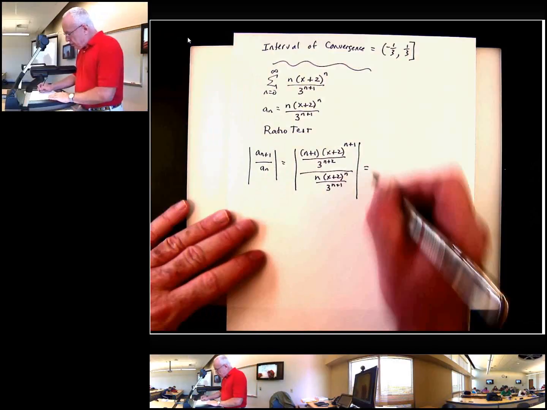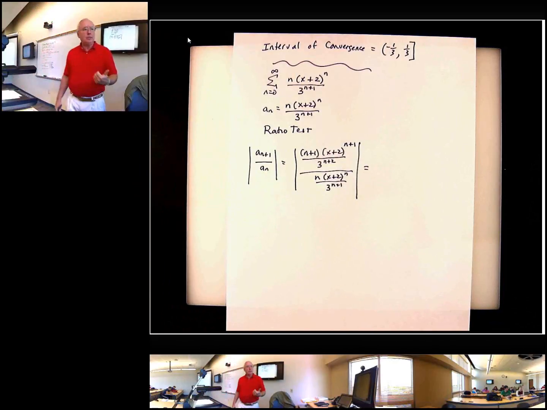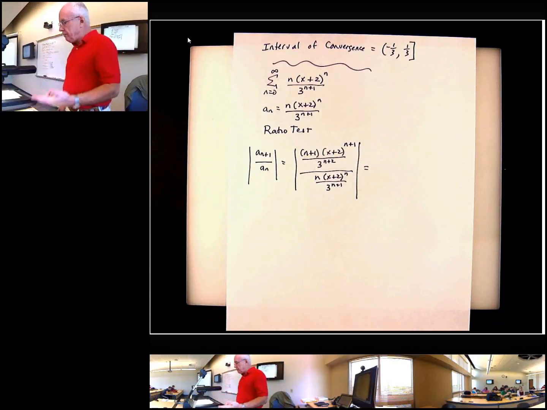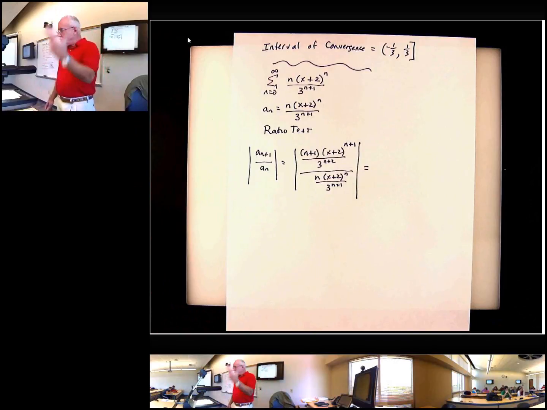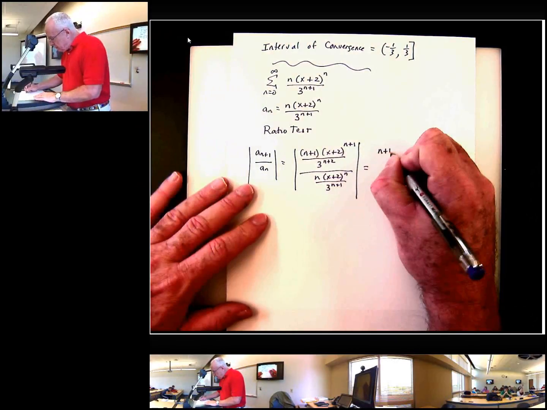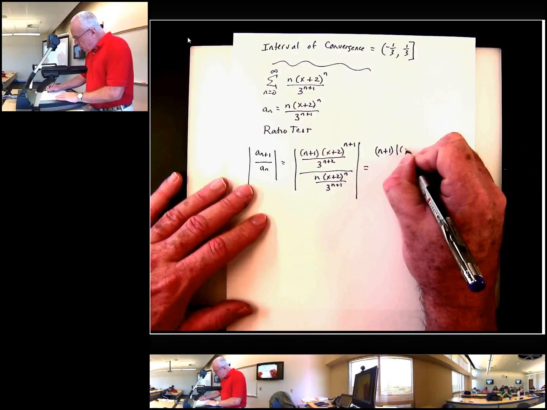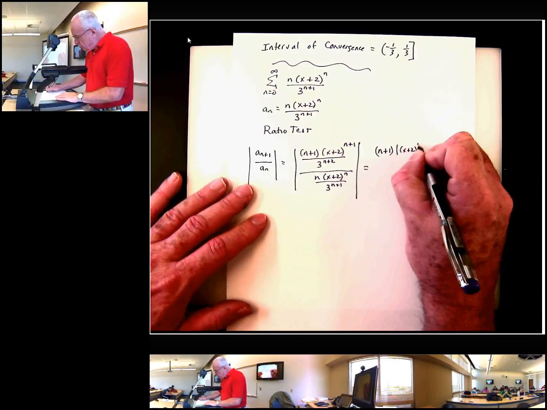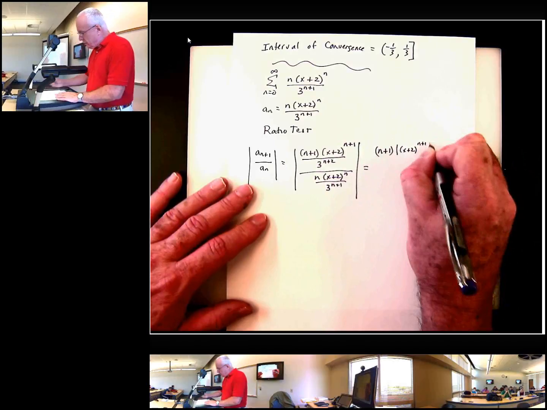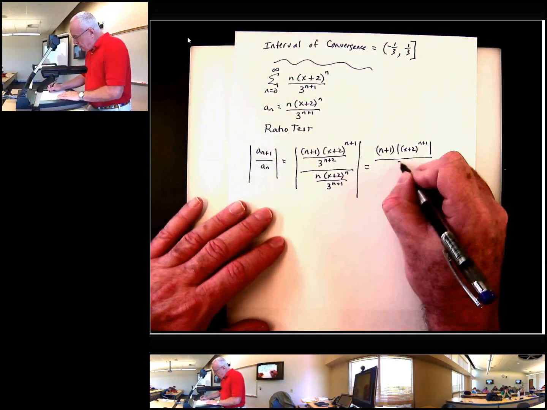Now, most of this stuff, we don't need to keep the absolute values around. 3 raised to a power is going to be positive. n plus 1 and n are both going to be positive. So I'm going to have n plus 1 in parentheses. Now, I do have to keep the absolute value around x plus 2 raised to the n plus 1. Need that still. Over 3 to the n plus 2.